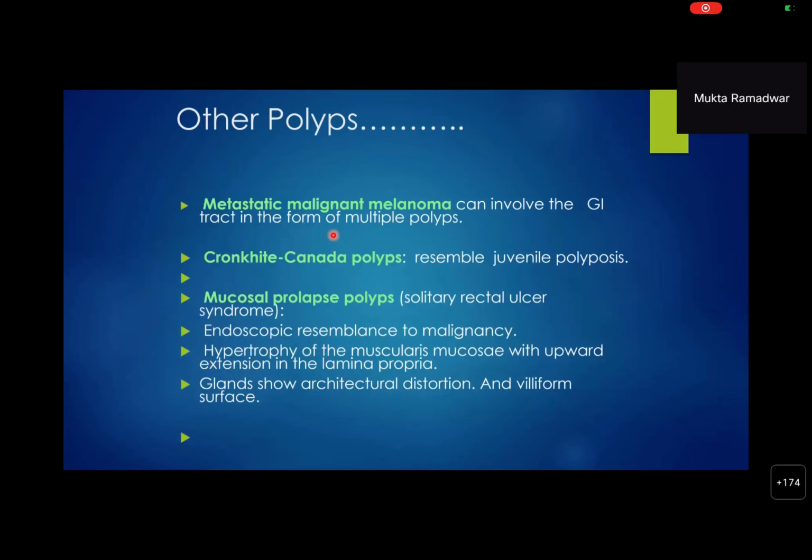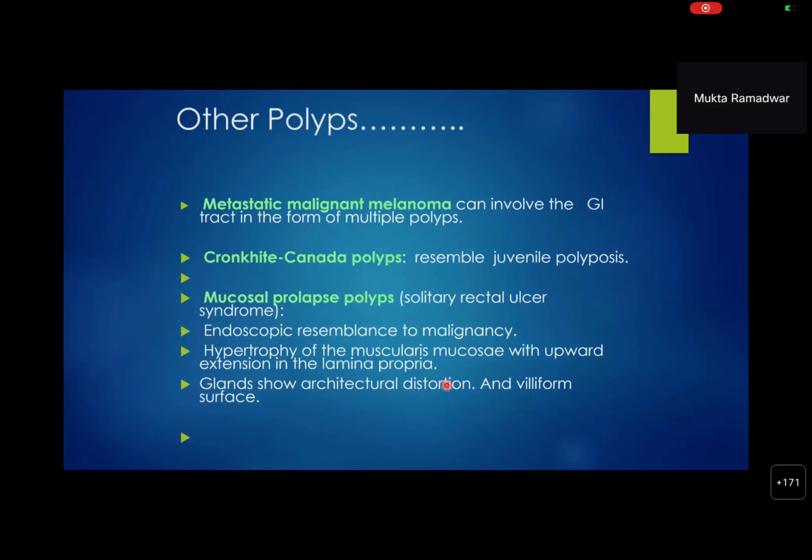Malignant melanoma is one tumor which involves the GI tract in the form of multiple polyps in a metastatic setting. Then there are other syndromes, Cronkhite-Canada syndrome. We have mucosal prolapse polyps, and this is one common condition. I think I should have included one of these cases. Maybe I can do this next time, which is solitary rectal ulcer syndrome. And this is one lesion which endoscopically can resemble malignancy.